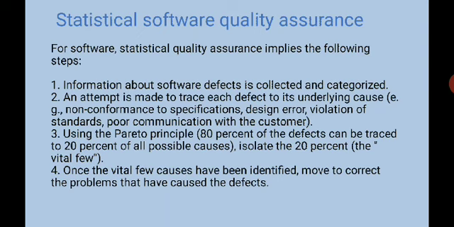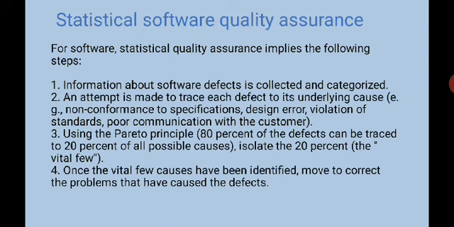Examples: non-conformance to specification, design error, violation of standards, poor communication with the customer, right? So these are a few of the causes that may be responsible for the errors occurring in your system. Third is using the Pareto principle. And what does the Pareto principle say? That 80% of the defects are traced to 20% of the causes, right? So if you try to correct 20% of the causes, then 80% of the defects will get corrected automatically, and you isolate that 20%, that is the vital few, right?